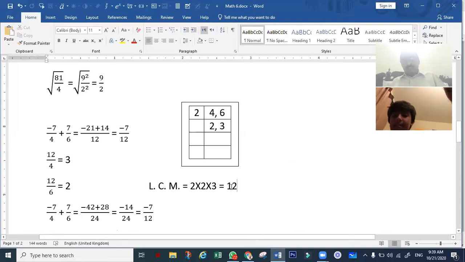If you find out this 12, the question becomes easier. You can divide comfortably, you can multiply. In the end, you can get the answer in the simplified form.